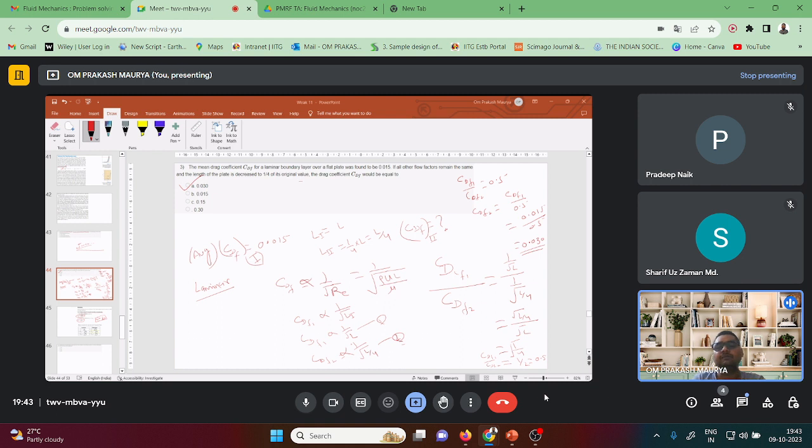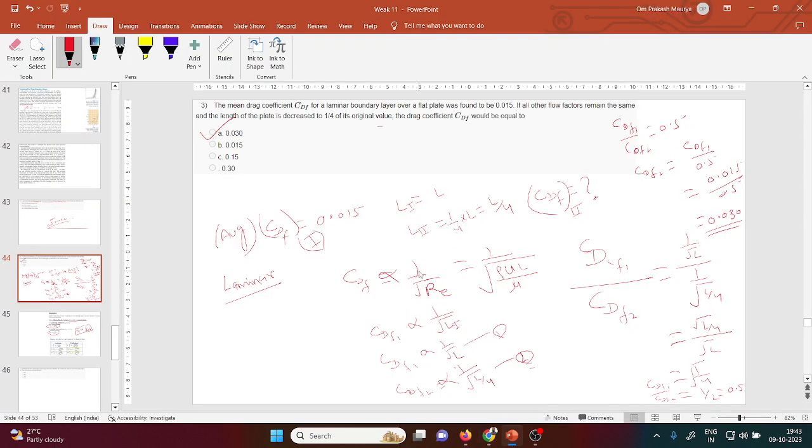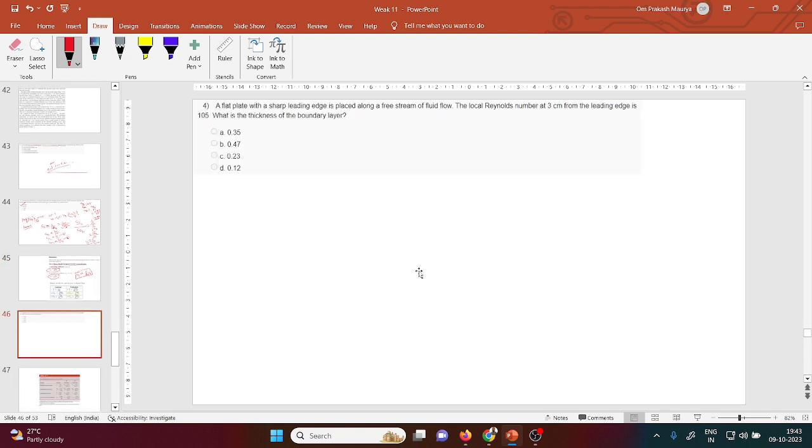The boundary layer chapter is very important from the exam point of view and the interview point of view. Also, if you try to understand fluid flow problems, the boundary layer is sometimes very helpful. Now we'll move on to the next question. This thing I will show at the end.